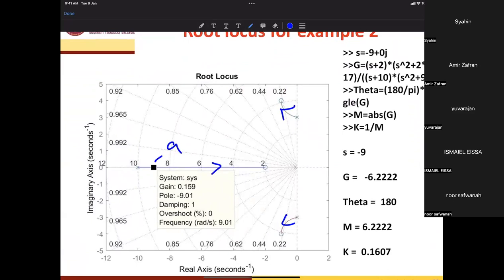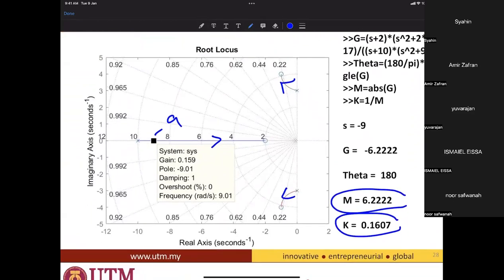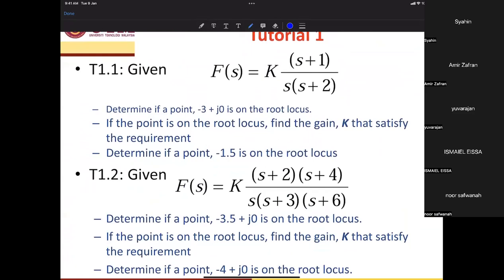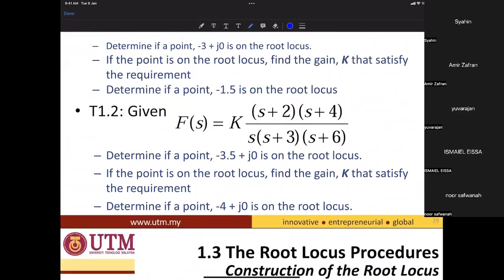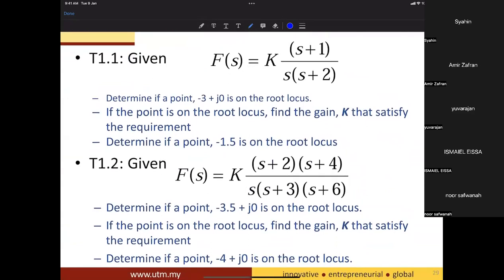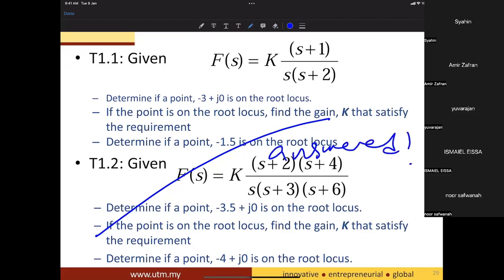Then we verified using a programming, so you get more or less a similar value. Okay, so this is the tutorial that we discussed just now. Okay, so it's answered already. Okay, in the slides.